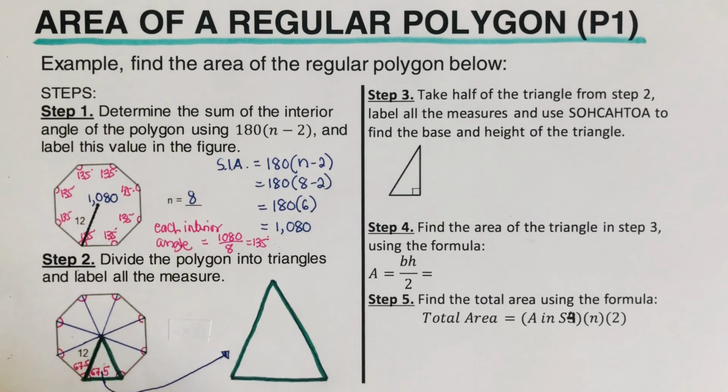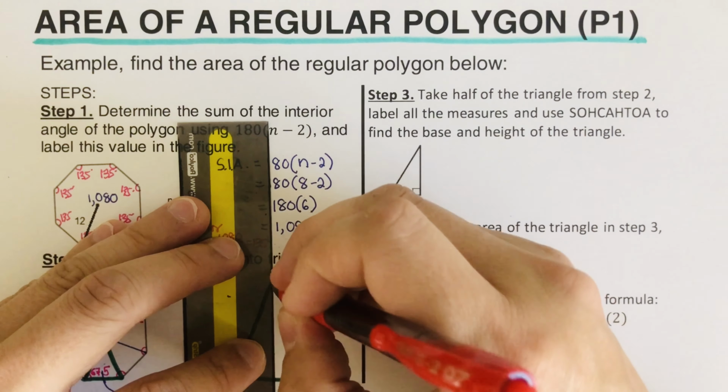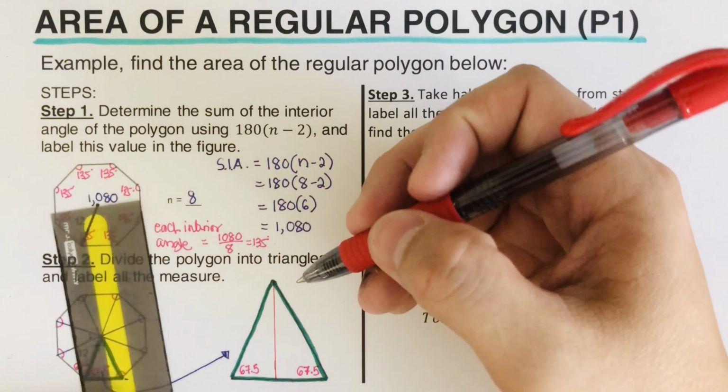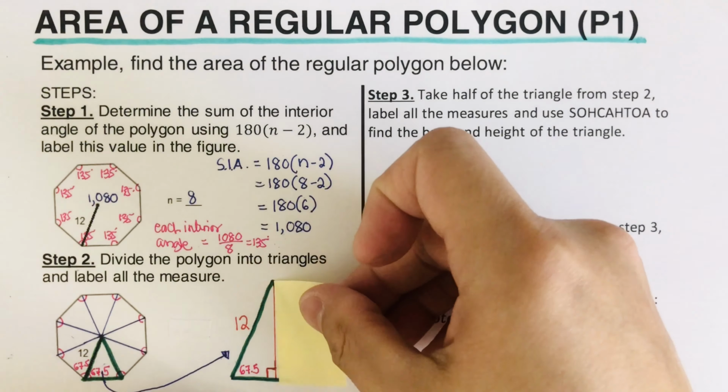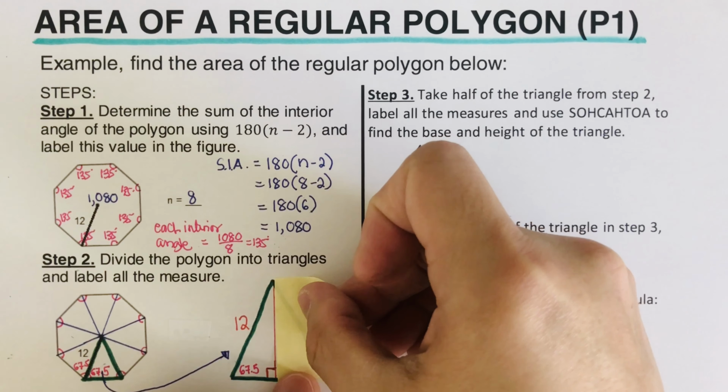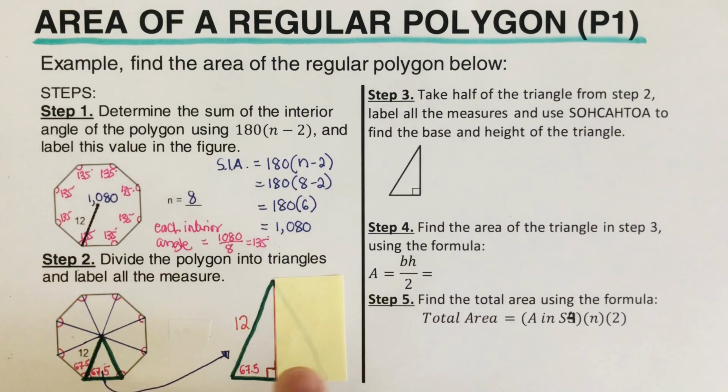Now, if I drop a height or an altitude, a line connecting from the vertex right there down, it will form a right angle. And the measure of the side here was 12. So what I would want to do now is take just half of this triangle. I need to determine the area of this half of the triangle.